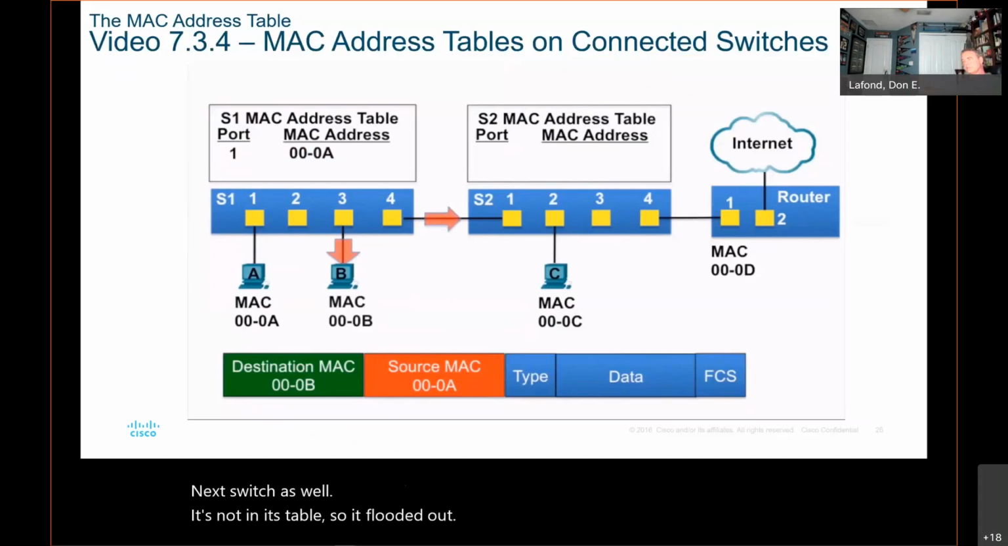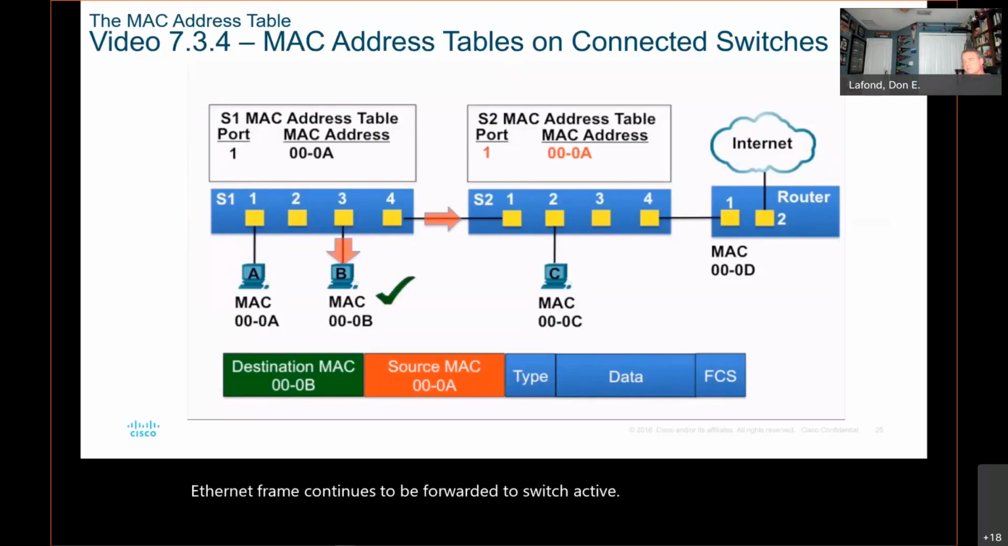PCB receives the Ethernet frame, examines the destination MAC address against its own MAC address, and notices that that is a match and receives the rest of the frame. The Ethernet frame continues to be forwarded to switch S2. Switch S2 examines the source MAC address of the frame and notices it is not in its MAC address table, so it adds the MAC address and the incoming port to its MAC address table. Next, switch S2 examines the destination MAC address, notices that is not in its MAC address table, so it floods it out all ports.